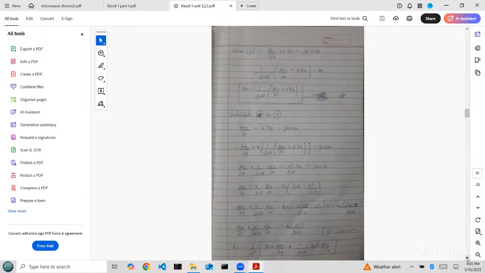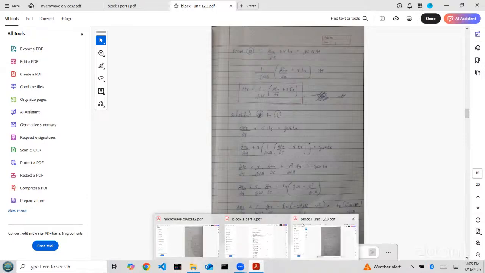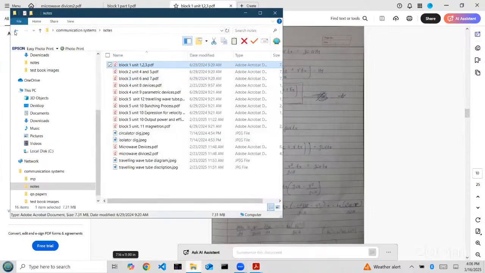Next, take the two wave equations. Del square E equals mu epsilon dou square by dou t square of E, so del square E equals minus omega square mu epsilon E.